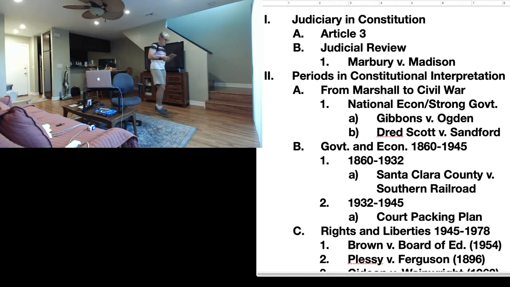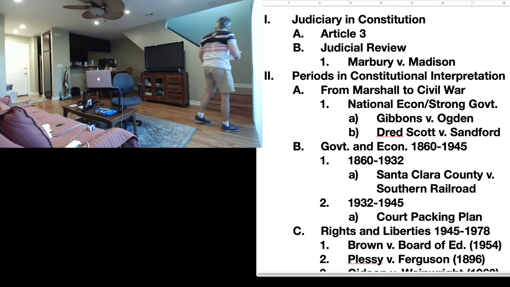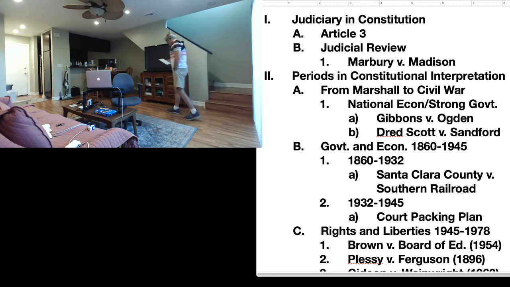Roman numeral 2, periods in constitutional interpretation. Now, please pay attention to this because it's very important. Write it down. Whenever a judge decides a case, he or she is inevitably making law. Okay? He or she is inevitably making law. This is especially true at the federal level. Okay?